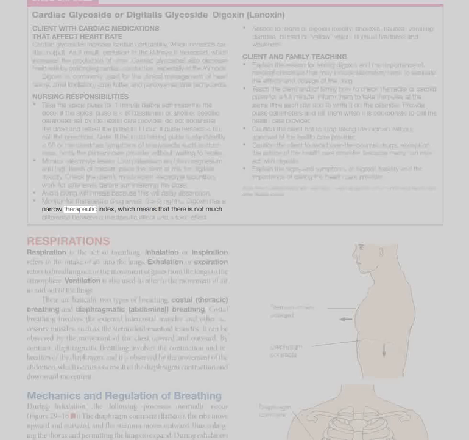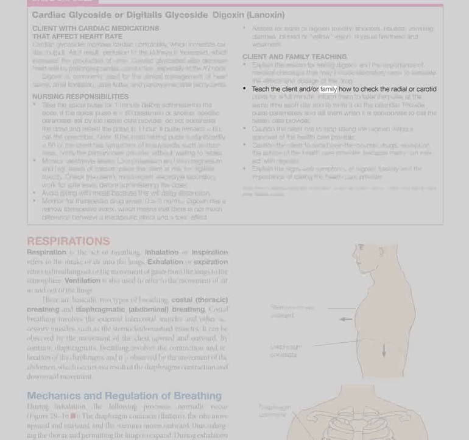Digoxin has a narrow therapeutic index, which means that there is not much difference between a therapeutic effect and a toxic effect. Assess for signs of digoxin toxicity: anorexia, nausea, vomiting, diarrhea, blurred or yellow vision, unusual tiredness and weakness. Client and family teaching: explain the reason for taking digoxin and the importance of medical checkups that may include laboratory work to evaluate the effects and dosage of the drug.